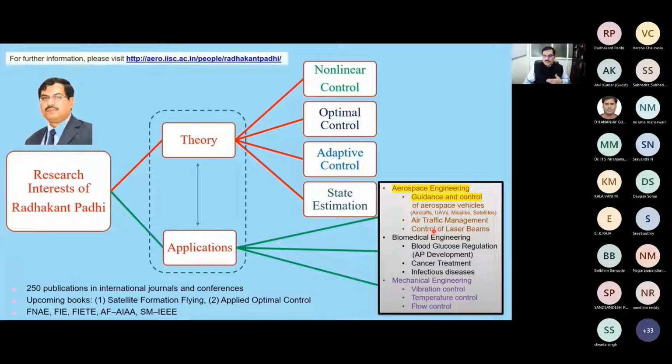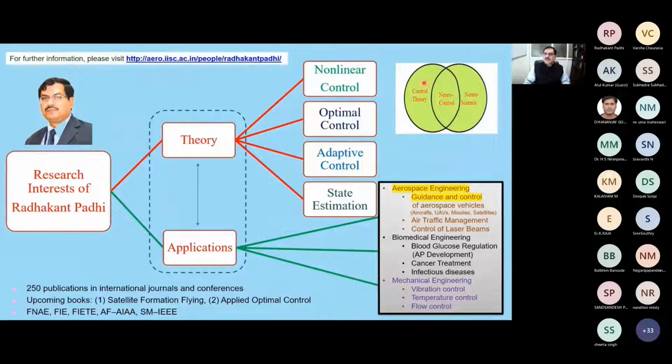However, we also work in a lot of theoretical aspects that come out of these application problems, and that includes nonlinear control, optimal control, adaptive control, state estimation, things like that. So optimal control, adaptive control, that is where the neural network application comes in, and that is how we are interested in getting into the neural network domain.